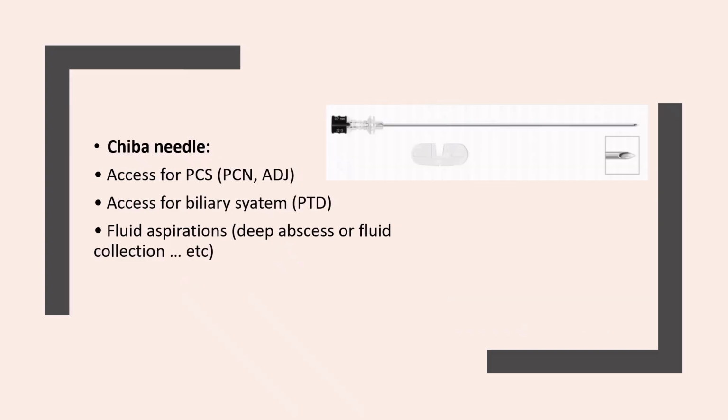We've got the Chiba needle. It's a longer one, and it's usually used for access of the biliary system for percutaneous transhepatic drainage, less commonly for percutaneous nephrostomy. Also, it can be used for fluid aspiration, especially for deep collections like a deep abscess or fluid collection.